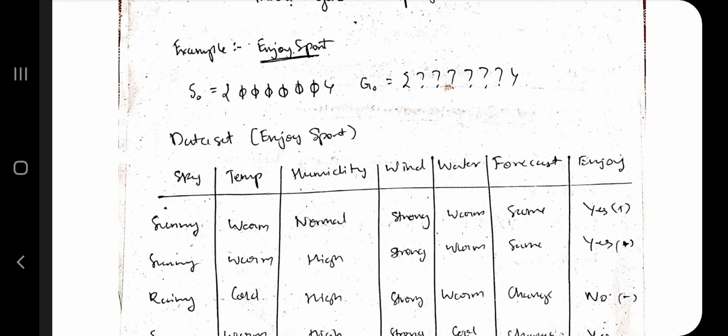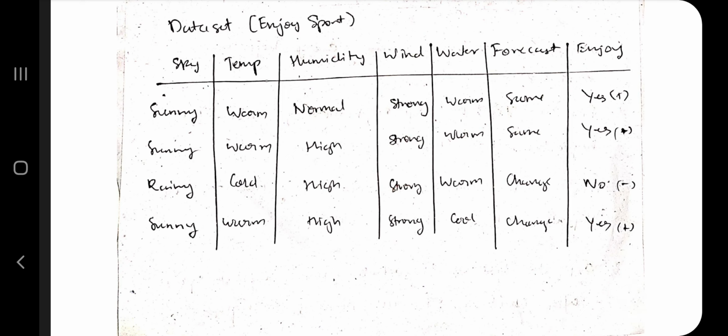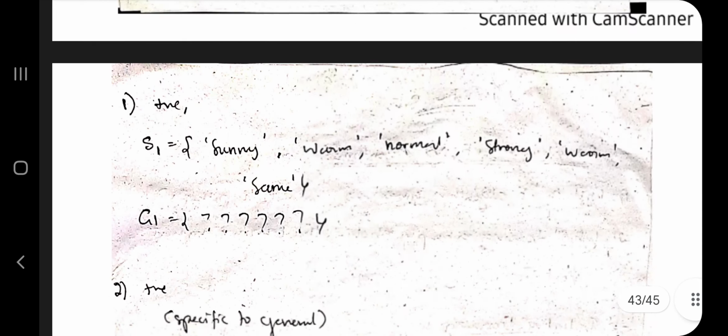G naught, S naught you will be filling with null values, as you can see here. G naught you will be filling with question marks. Okay, and the data set is also given to us, the same thing which was given earlier. Whenever you are given this, you have to tell which is the target concept. Target concept is this one, where you have yes and no values. For yes you will write plus, and for no you will write minus. Okay, that's what you'll be writing here.